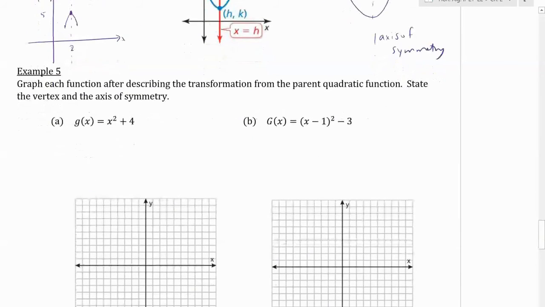So let's just go label all those. And I always draw the axis of symmetry first because I like to put in the line that cuts it down the middle. So I'm going to get this ready. What's the axis of symmetry? Oops, can't spell.